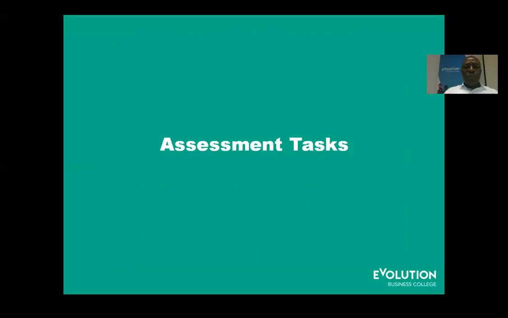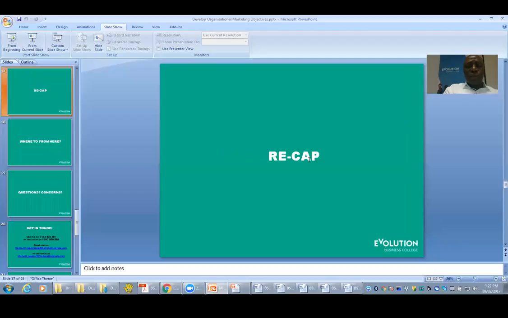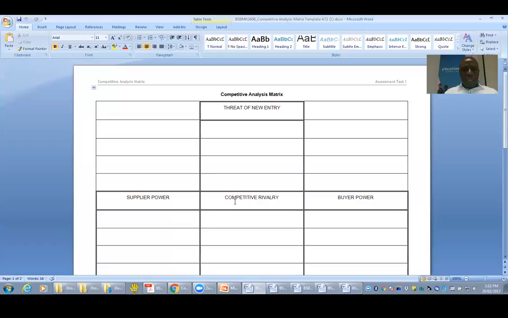So I think we're just going to do some recap here, and let's see what we need to recap. There are a lot of matrices that you need to complete. Let me see if we can show you one of those matrices. Yes, the competitive analysis matrix, which is in relation to Porter's 5 Forces. This is the matrix that we are sharing. So go to Porter's 5 Forces, research it, or use the one that I put on this webinar, to enable you to complete this.